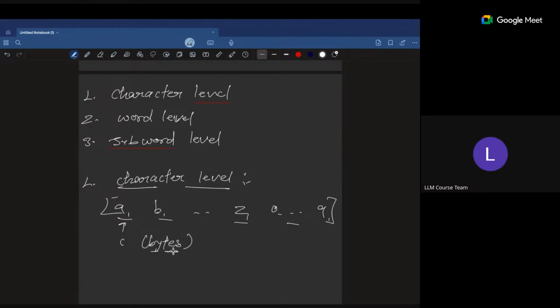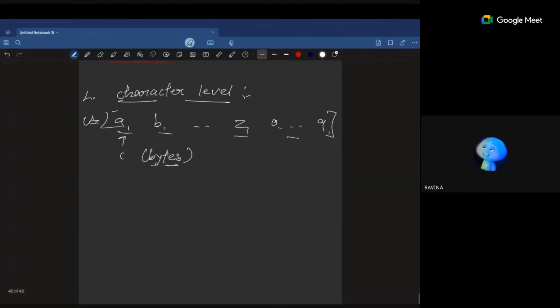But is it a good tokenization? Is it a good vocabulary? If I use this as a vocabulary, or I say these are my tokens, and feed a sentence in as a sequence of tokens, in this case a sequence of characters, will it be a good way to do that? No, sir. Why? Sir, one reason is that for a single sentence, it will take lots of space. Correct, that is one issue with the character level.